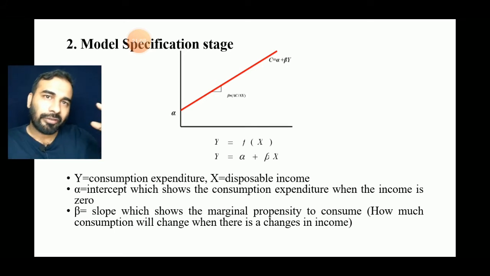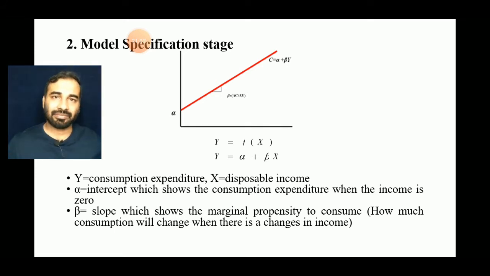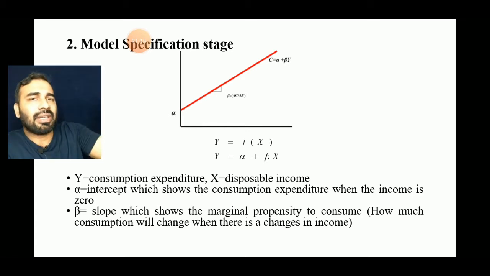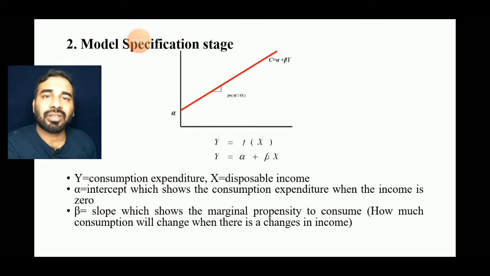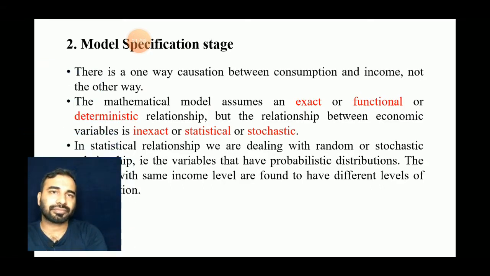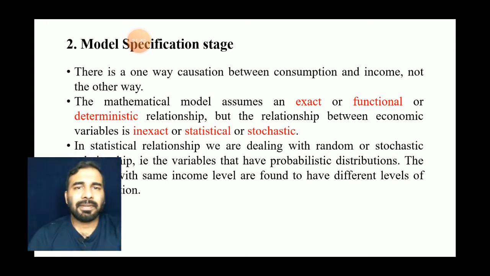Okay, so the beta coefficient gives us the extent to which y and x are related. That means if income increases by 100%, how much will consumption increase? This is given by this beta coefficient, what we call theoretically the marginal propensity to consume. Okay, now we have specified a mathematical equation, y is equal to alpha plus beta x.